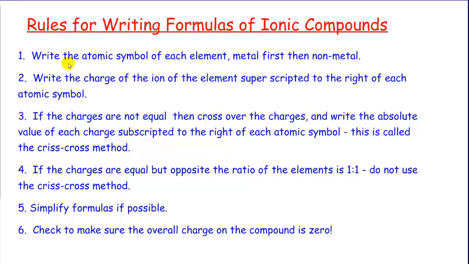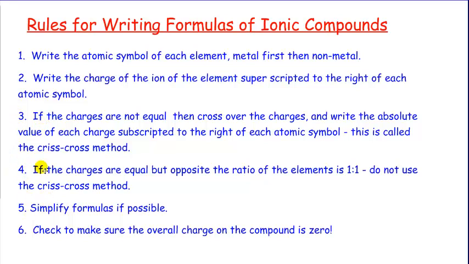But we would always start off with this: write the atomic symbol of each element, and we'd have the metal first and the nonmetal second. We'd write the charge of the ion of the element superscripted to the right of each atomic symbol. And then 3 and 4 and 5.